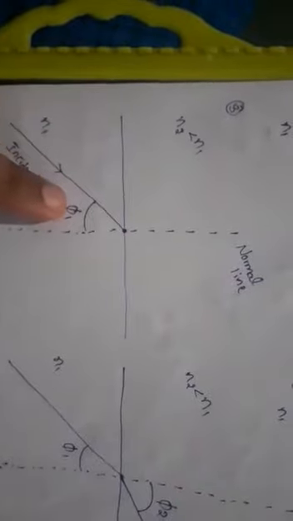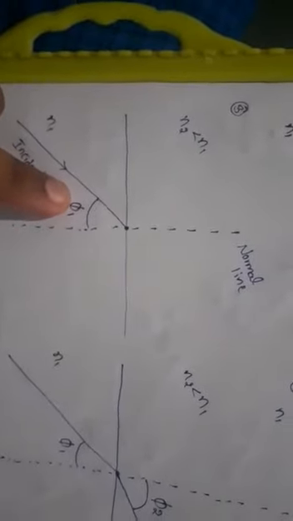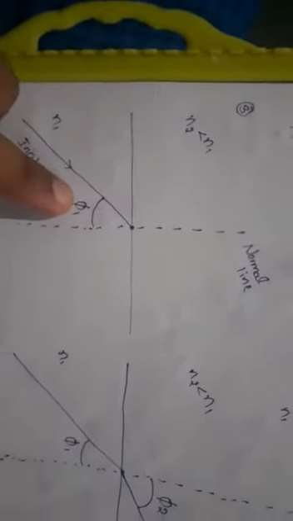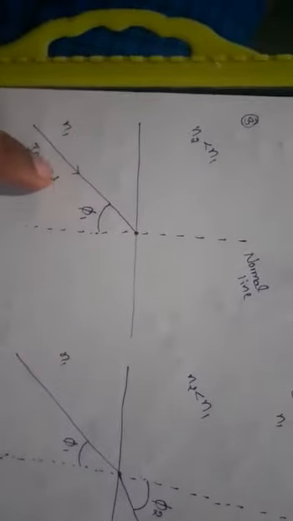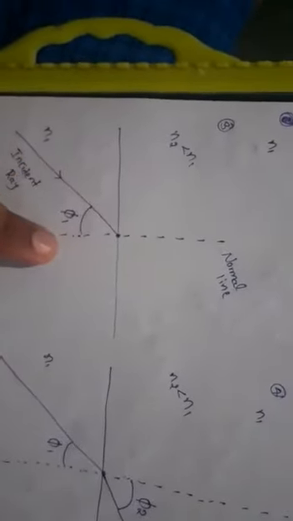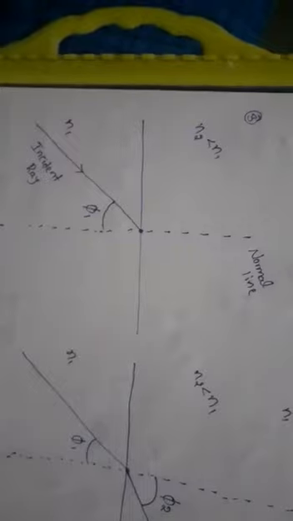And this one is the angle of incidence. The angle of incidence is between the applied light ray and the normal line here. So this one is the third step.